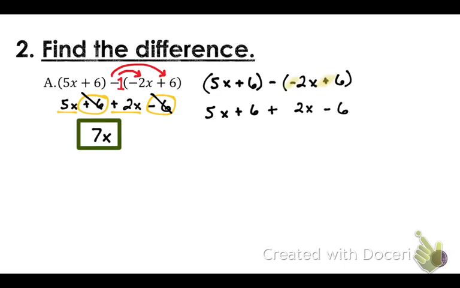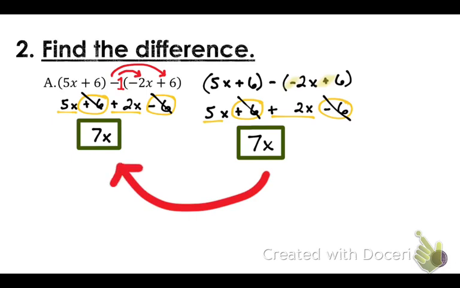MJ, tell me what to underline and circle. 5x and 2x underline. Very good. And then positive 6 and negative 6. Excellent. MJ, what is 5x plus 2x? 7x. And MJ, what happens to plus 6 minus 6? It becomes a 0. Those cancel out, and our final answer is 7x. Is that the same thing we got the first time? Yes.